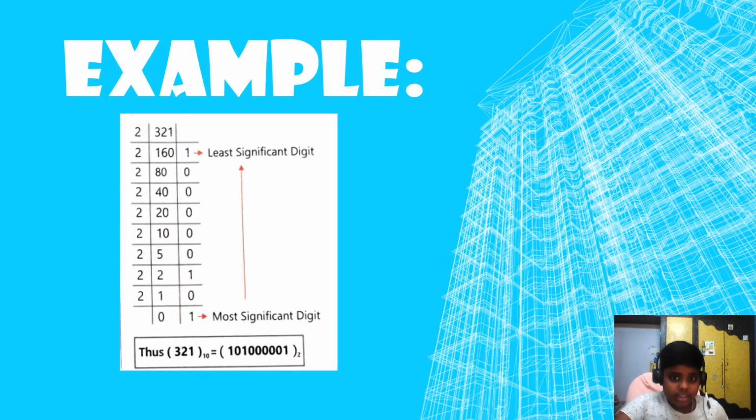So the example is right here. You have 321, for example. 321 divided by 2. Wait, I'll just use my pointer. So 321 divided by 2 is 160, and you have the remainder 1. So the remainder is here, and you have the quotient here. And then you have to divide 160 again by 2. You will get 80, and there will be no remainder, right? So we'll write 0. And then 80 you have to divide by 2, which will be 40, and there will be a 0 remainder.